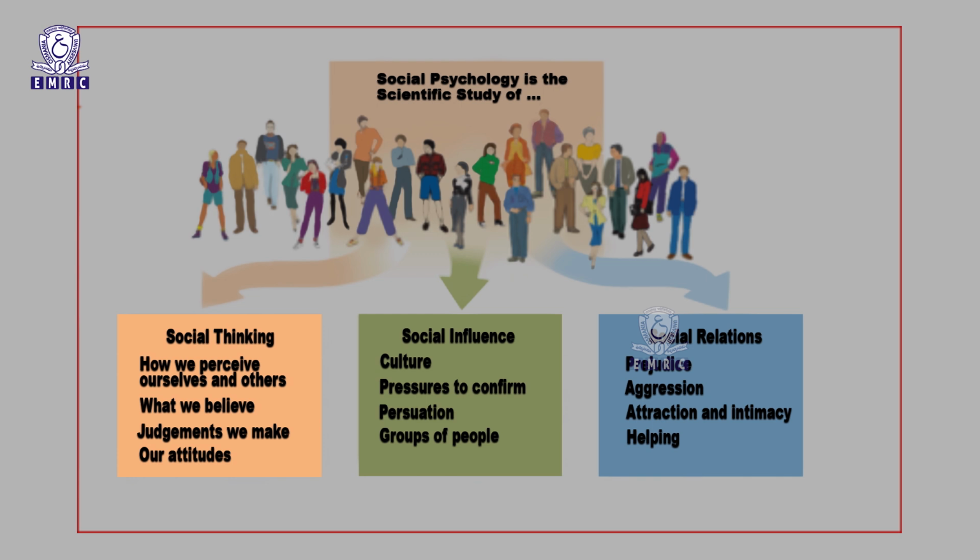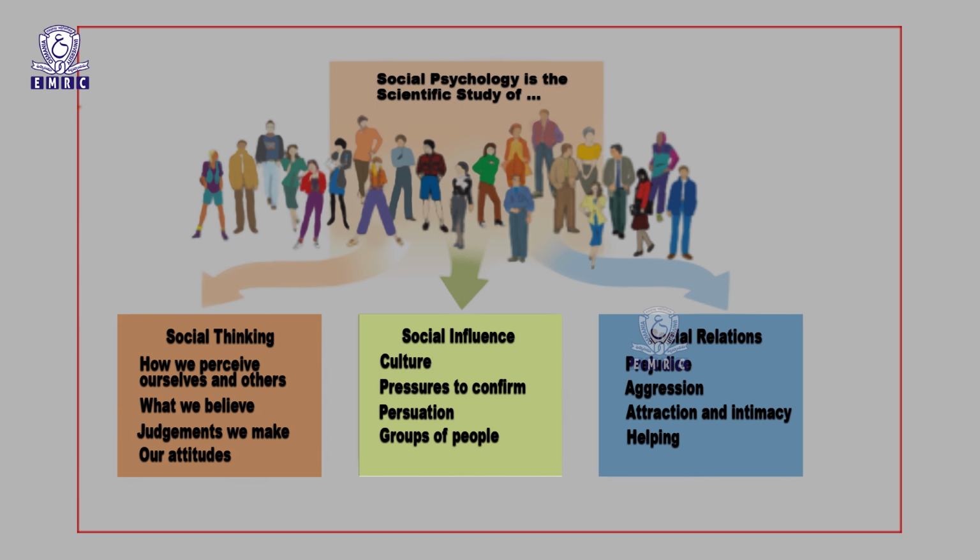It also refers to what we believe about ourselves and others. Social thinking also includes the judgments that we make about a particular situation, and it also includes our attitudes regarding a particular policy. Social psychology also studies the influence of the presence of others in terms of culture, pressures to conform, persuasion and groups of people.